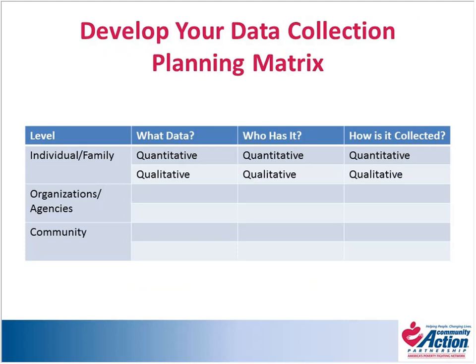So as you develop your data collection planning matrix, first of all, you're looking at that level. You can organize it like this chart that you see here on your screen. So you have the levels in one column: the individual and family level, agency level, and community level. Then you're looking at what data within that we need to gather. Then you're looking at who has it, and also how it is collected. And when you're looking at different types of data, you also want to focus in on whether it's quantitative or qualitative. We'll talk a little bit more about those differences in a moment too.